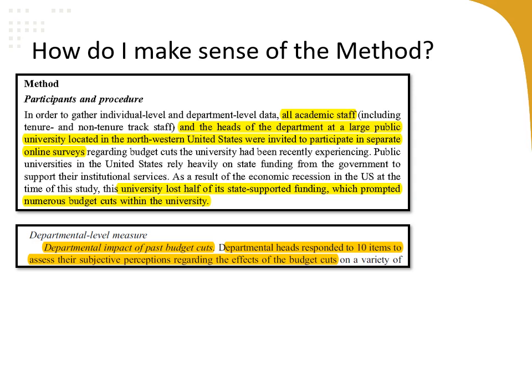So here are some excerpts from the method section. And again, these highlighted sections are highlighted in the article copy that I gave you as well. So you can see that here we looked at individual and department level data. We looked at academic staff. We also looked at the heads of departments, and we were studying a large public university located in the northwestern United States. We did survey-based research, and we're in a situation where the university lost half of its state-supported funding. So we're looking at serious budget cuts within the university. Also looking at the departmental level measure, where department impact was looked at from the department heads again.